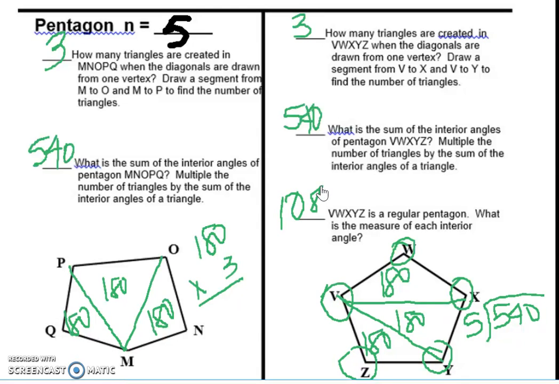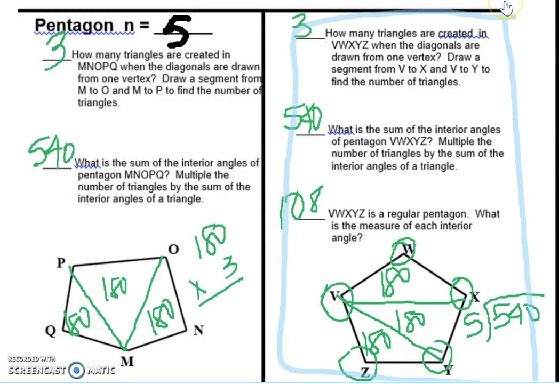So notice I'm only doing that to this side because this is a regular pentagon. Regular means that they all have to be the same. So I can only do that dividing by 5 if it's a regular shape. If it's not regular, then I can't find out how much each angle is.